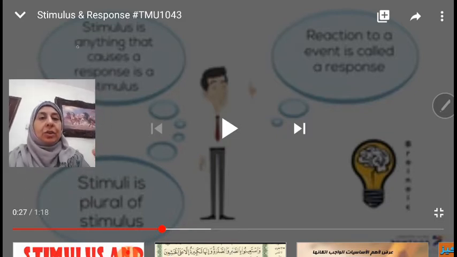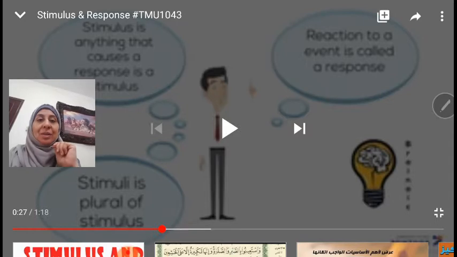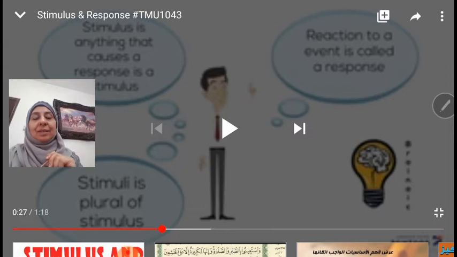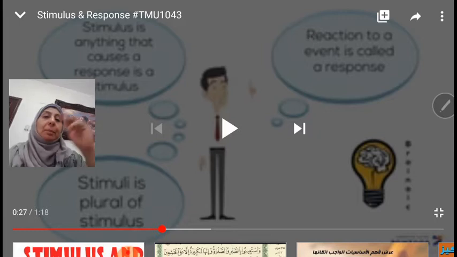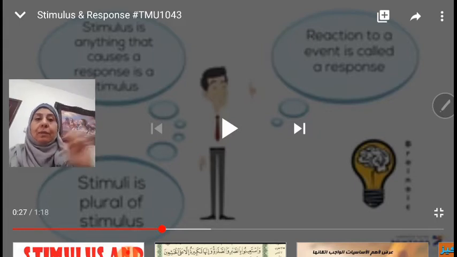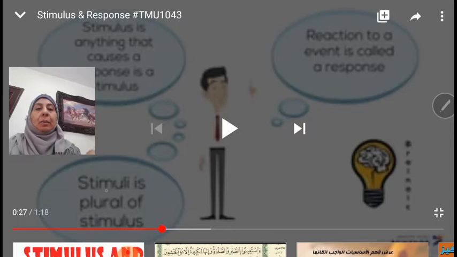So it's action and reaction, like in physics, or even in the English language, where you talk about cause and effect. Any event that makes a change or affects another event is called the cause, and what happens after this cause is called the effect. So this is in English. In science, here we have stimulus and response. The plural of stimulus is stimuli.